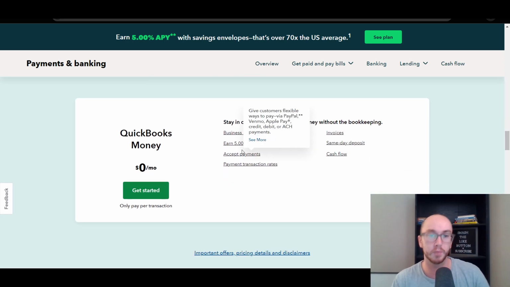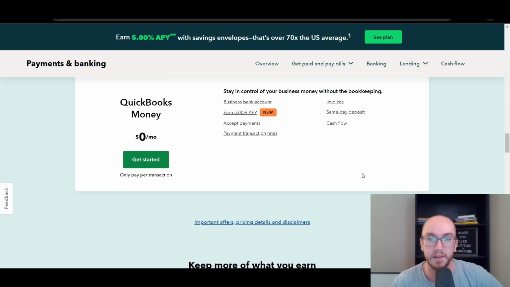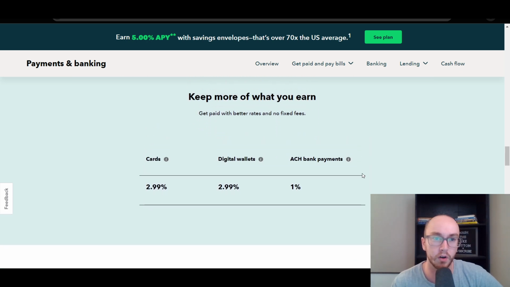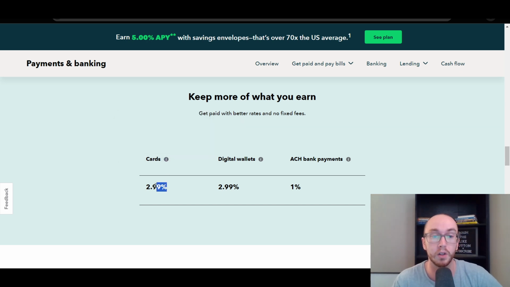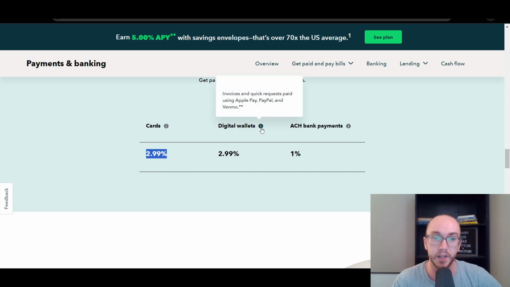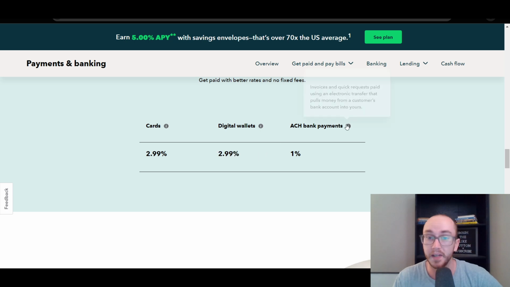So as you can see here, you have QuickBooks Money, and you can accept payments, whether it be PayPal, Venmo, Apple Pay, credit, debit, or ACH payments. And then they also have those fees here. These are the fees for QuickBooks Money, or just processing payments through QuickBooks. Card fees, on invoices and quick requests paid using Visa, MasterCard, Discover, and American Express, are all under that 2.99%. Digital wallets, this includes Apple Pay, PayPal, Venmo, that's under that 2.99%. And then ACH bank payments, for invoices or other requests, are only 1%.